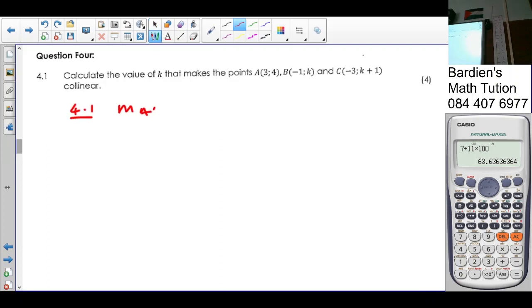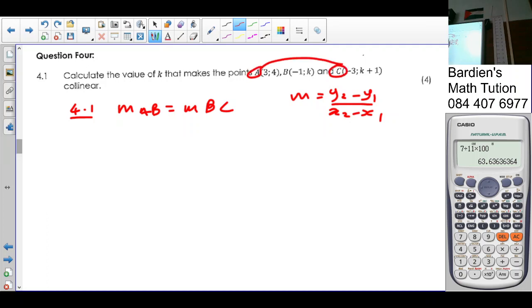Gradient of AB is equal to the gradient of BC. How do you work out gradient? y2 minus y1 over x2 minus x1. I could have worked out the gradient of AC if I wanted, but two is suffice. Instead of BC, you could have gone with AC, instead of AB, AC.